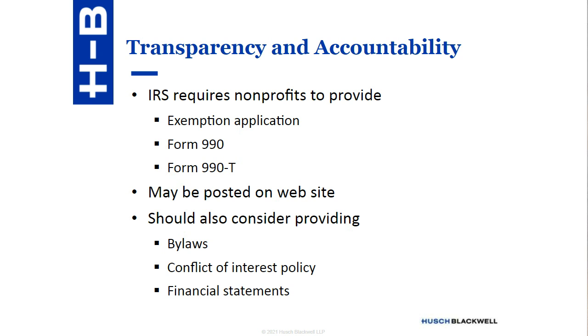Organizations might also consider providing their bylaws, their conflict of interest policy, and even financial statements. The bylaws, for example, might be available already if their exemption application has them attached, and obviously individuals can get articles if they're available at the state level.